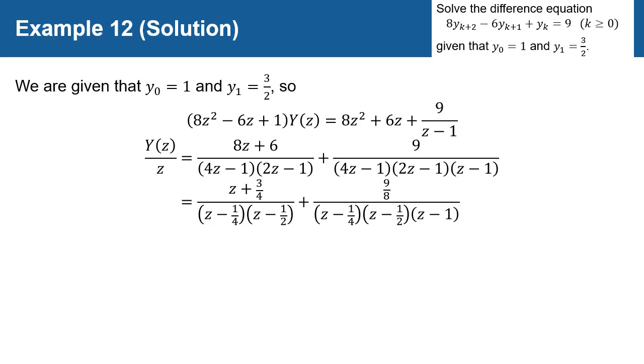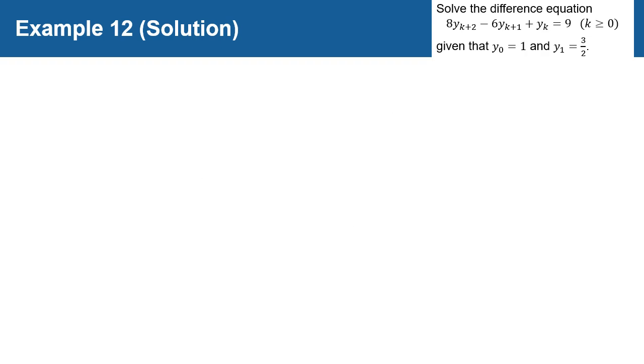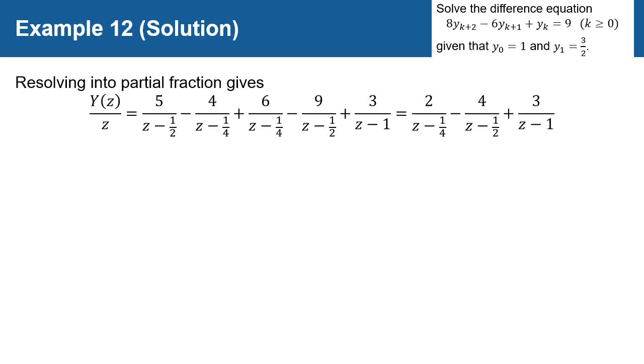And then that is now equal to (z plus 3 fourths) over (z minus 1 fourth)(z minus 1 half) plus (9 over 8) over (z minus 1 fourth)(z minus 1 half)(z minus 1). And then resolving that into partial fractions gives us Y(z) over z equal to 5 over (z minus 1 half) minus 4 over (z minus 1 fourth) plus 6 over (z minus 1 fourth) minus 9 over (z minus 1 half) plus 3 over (z minus 1).